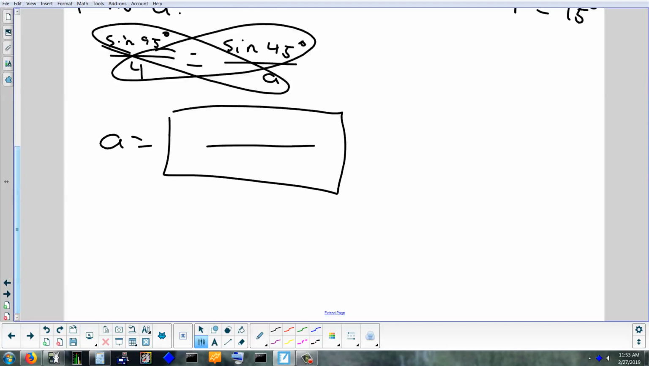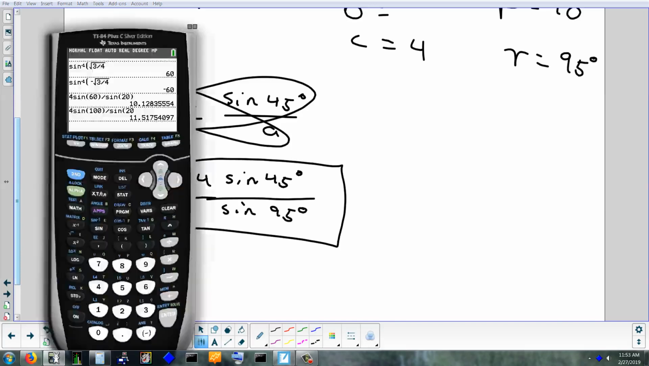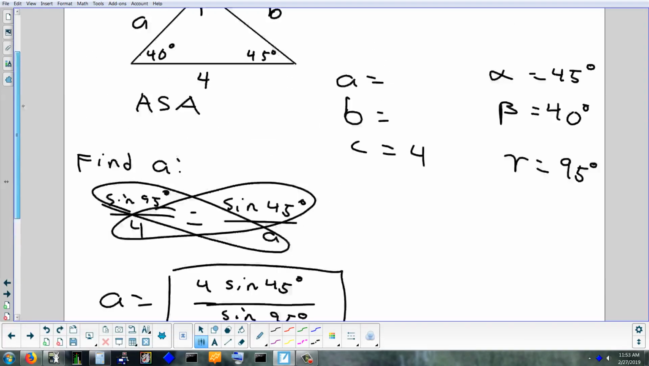Right, so can anybody tell me, you don't have to tell me the decimal, just what times what divided by what? Yeah. 4 sine 45 over sine 95. Yep. And now just type that in. So we got 4 sine 45 divided by sine 95, I'll fix that, okay, so 2.839. And that's A.